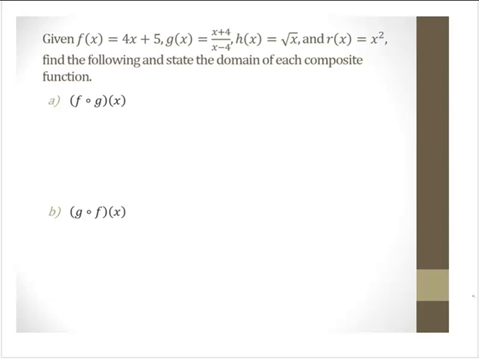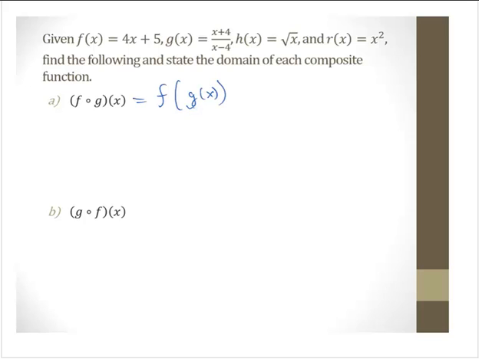All right, here we have some functions. f of x is 4x plus 5, g of x is x plus 4 over x minus 4, h of x is the square root of x, and r of x is x squared. And we're going to try to find some composite functions and state their domains. All right, so f composed with g of x. Now, I like to use the notation f of g of x.